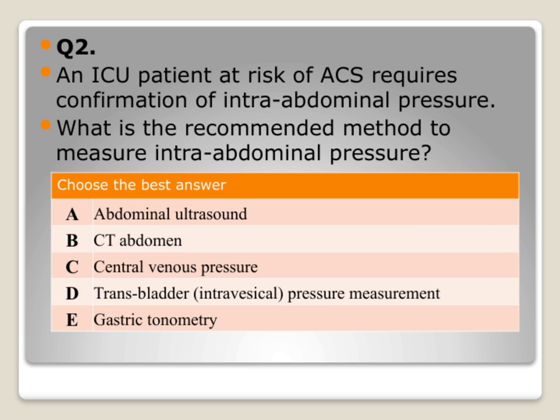So, in summary, when confirming intra-abdominal pressure in a patient at risk of ACS, the recommended method is the transbladder or intravesical pressure measurement. This technique gives us the most accurate and practical assessment, which is vital for guiding management decisions. Remember, accurate measurement of intra-abdominal pressure is essential in the overall theme of this presentation: early detection and intervention to prevent the serious consequences of abdominal compartment syndrome.